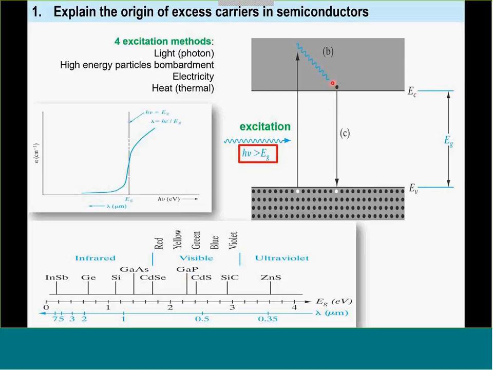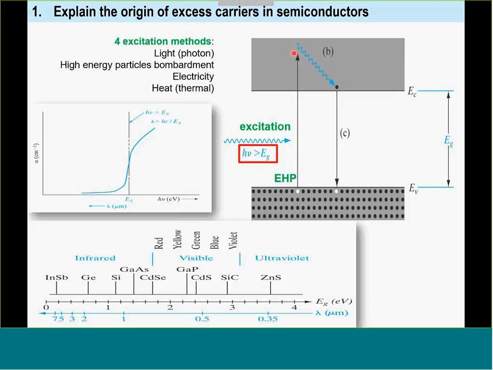Recombination of an electron from the conduction band to the valence band, if you look here, will give out photons that correspond to the E gap. During absorption, you can get extra electron hole pairs, which are the excess carriers, because the semiconductor is excited by light, high energy, electricity or heat. So we have these excess carriers in the semiconductor.